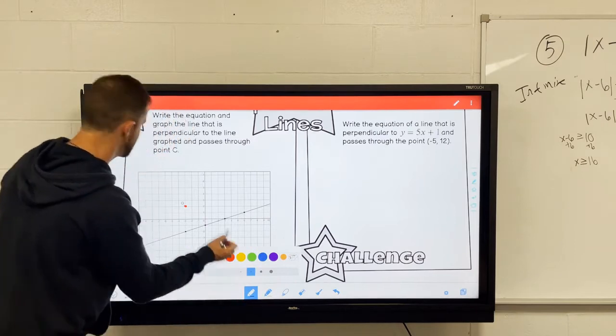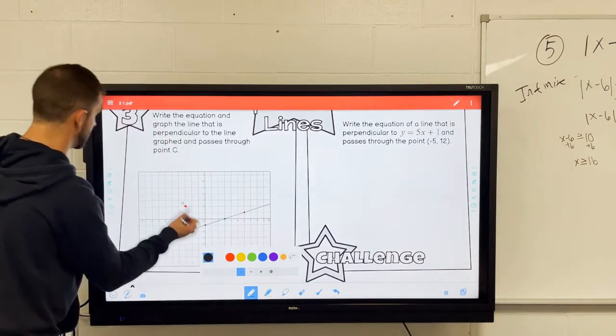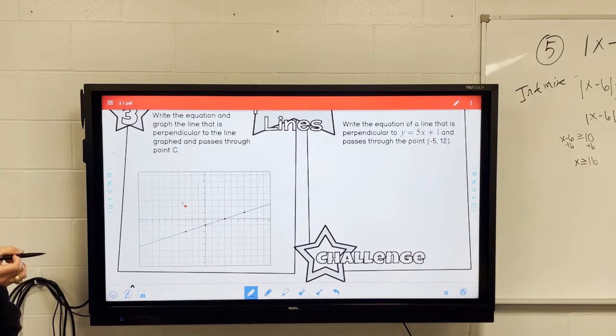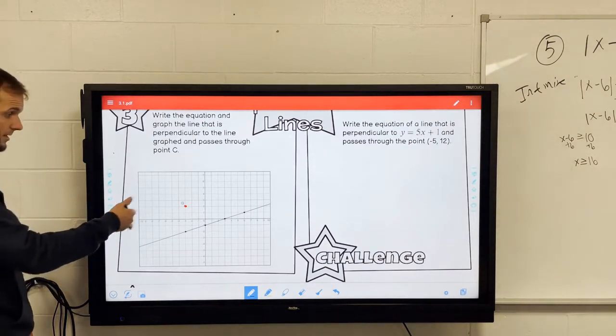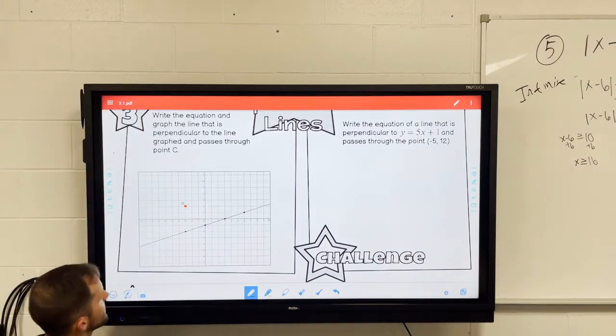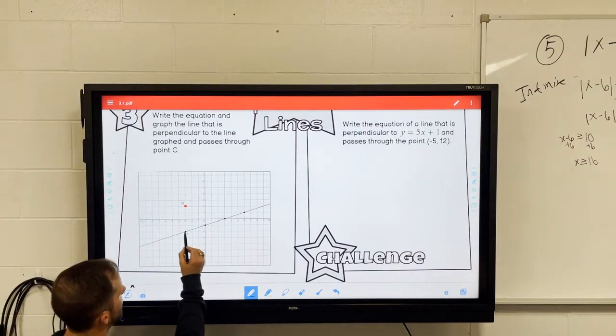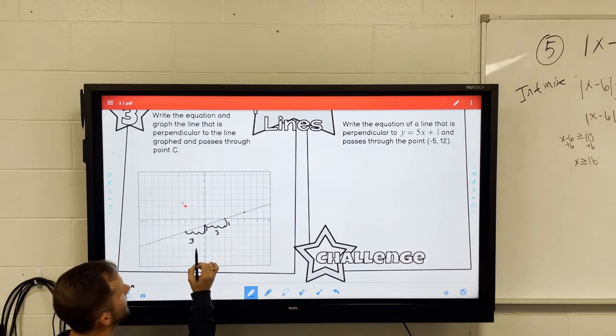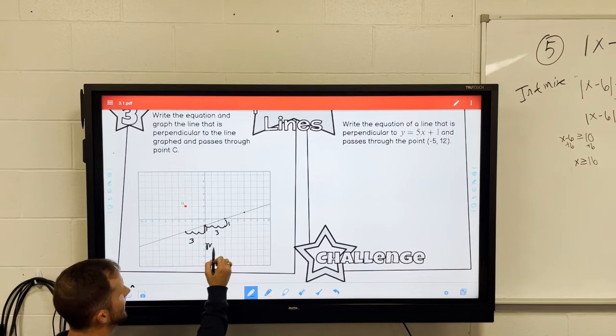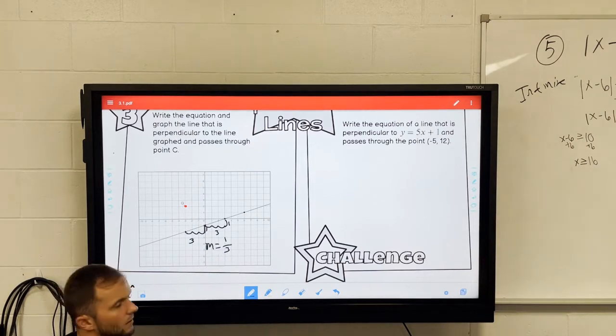All right, so the first thing I need to find is the slope of my line that is graphed here. So I know it is rise over run. I can just look at the graph and figure out what it is. So right here from this point to this point, I'm going over 1, 2, 3. I'm going up 1. And I'm going up 1. So remember, rise over run. So that means the slope of this line is going to equal 1/3.